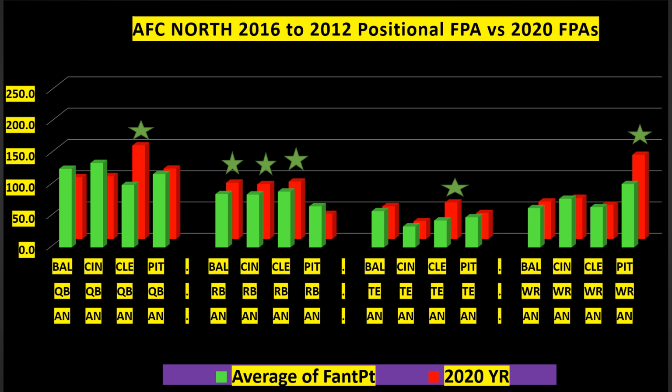Tight end, Cleveland woke up, got another star, and then wide receivers declined except for Pittsburgh. So I think by their running backs being so crappy and their tight end wasn't there, what else could they do but hit their wide receivers over and over? So if Pittsburgh solves its running back problem, I think that's going to mean the wide receivers decline.